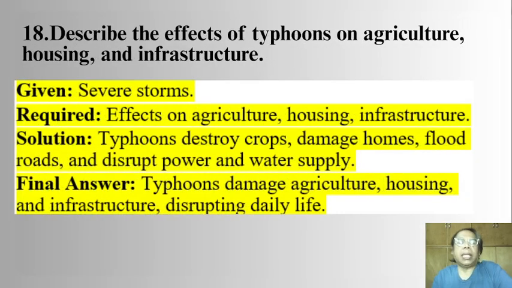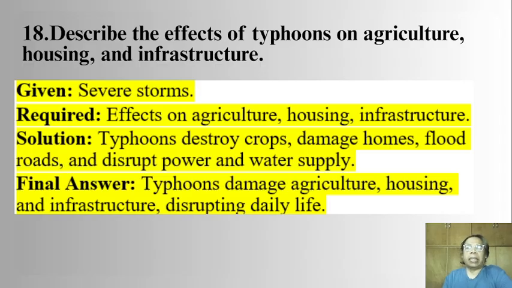Number 18. Describe the effects of typhoons on agriculture, housing, and infrastructure. So we're given: severe storms. Required: effects on agriculture, housing, infrastructure.